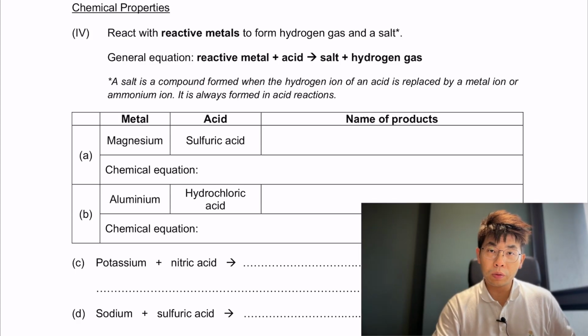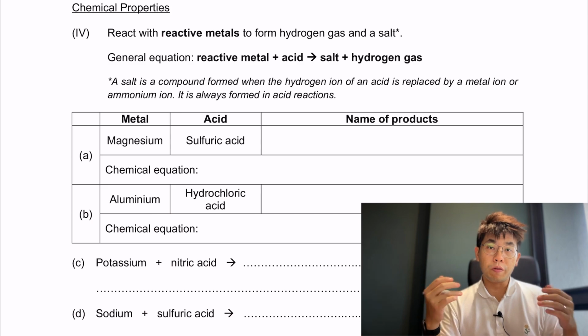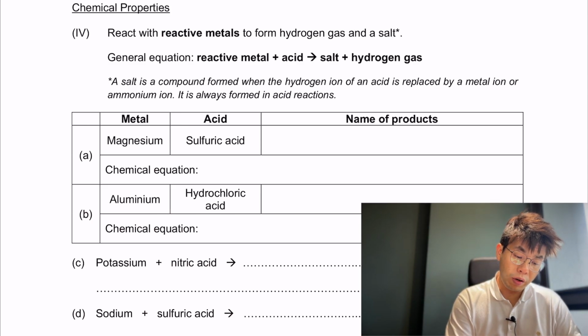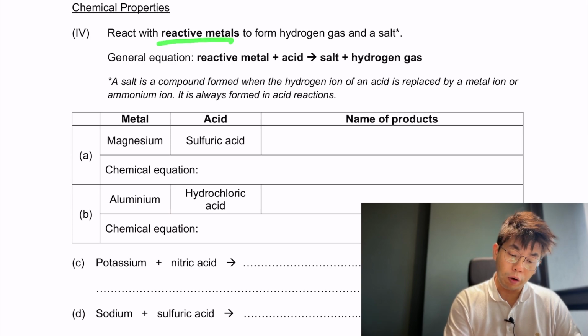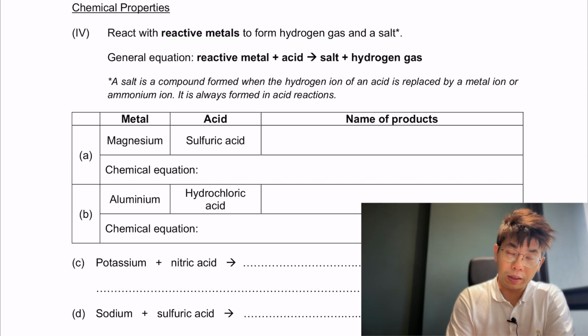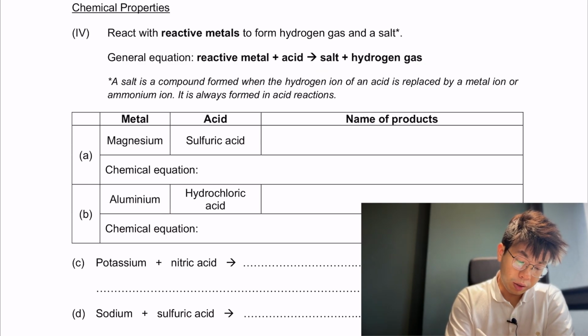Hello everyone, today we'll be learning about acids' reactions with different types of metals. We know that acids react with reactive metals to form hydrogen gas and a salt. So the general equation can be seen like this: reactive metal plus acid gives salt and hydrogen gas. So how does this look?